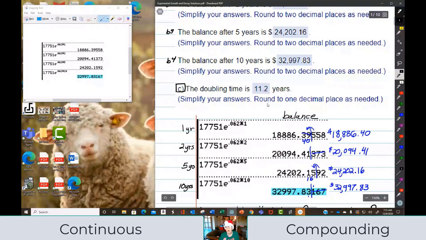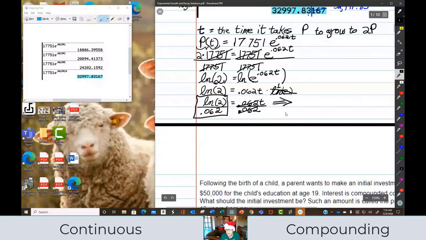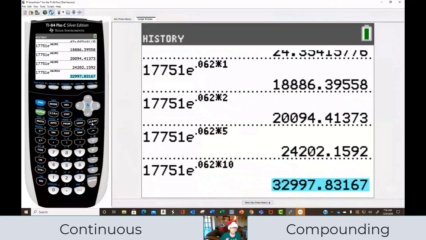it says simplify your answer, round. Round means use your calculator. Round means get a decimal and then round to however many places it tells you to round to. And here it says one decimal place. Okay, so I'm going to go back to my calculator. And what I'm going to do is this. T equals the ln of 2 over the interest rate, which is 0.062. And that's going to equal, gosh, what will that equal? I don't know. Let's find out.